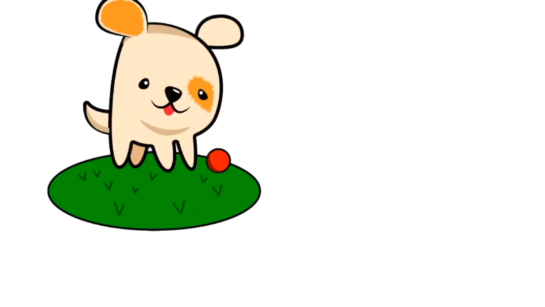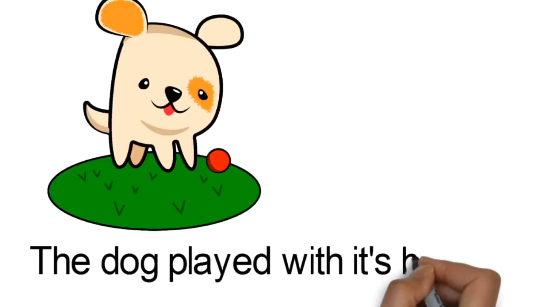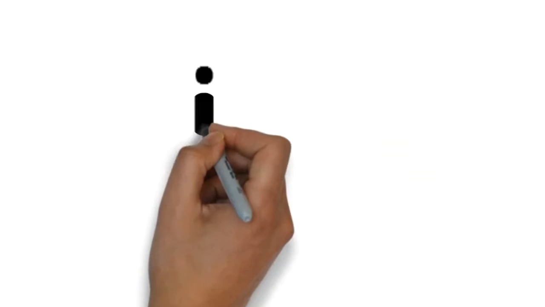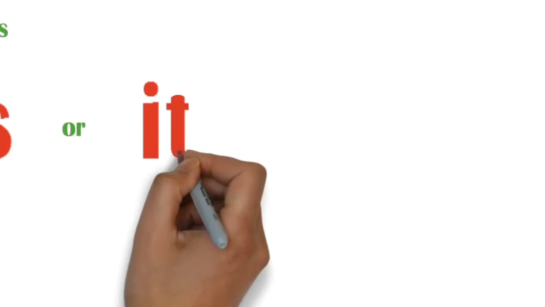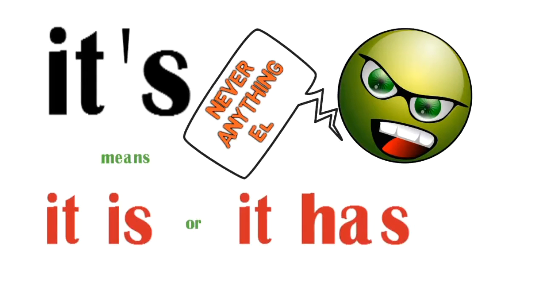Here's an example of an error of this type. The dog played with its ball. The use of apostrophe s here is wrong. It apostrophe s stands for it is or it has. Never anything else.